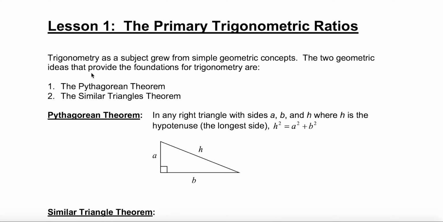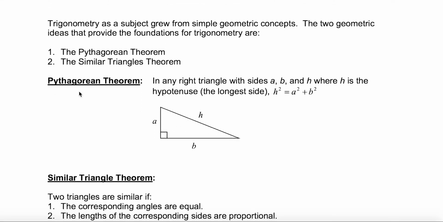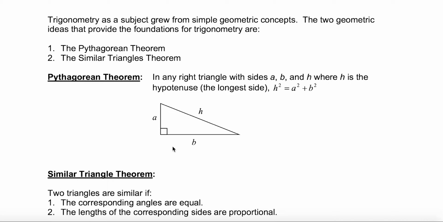So trigonometry as a subject grew from simple geometric concepts. Two basic ideas that I'm just going to mention: one is the Pythagorean theorem, so we'll need to use that a few times through this unit. And I think you'll remember that the hypotenuse is the longest side of a right triangle, opposite the 90-degree corner. And this is a formula that you might see used. Another might be c squared equals a squared plus b squared.